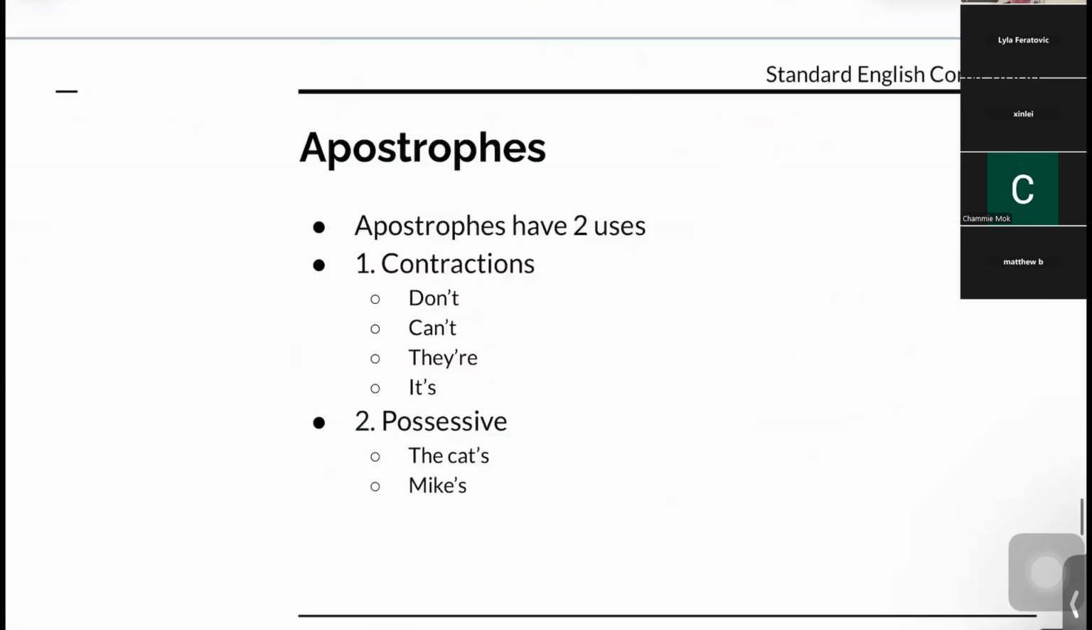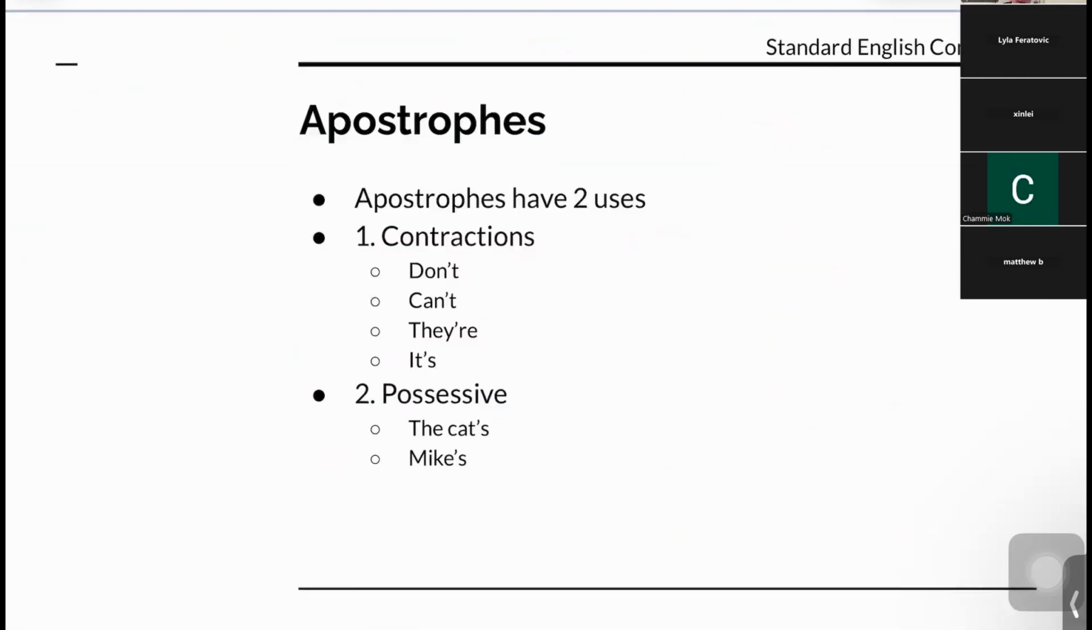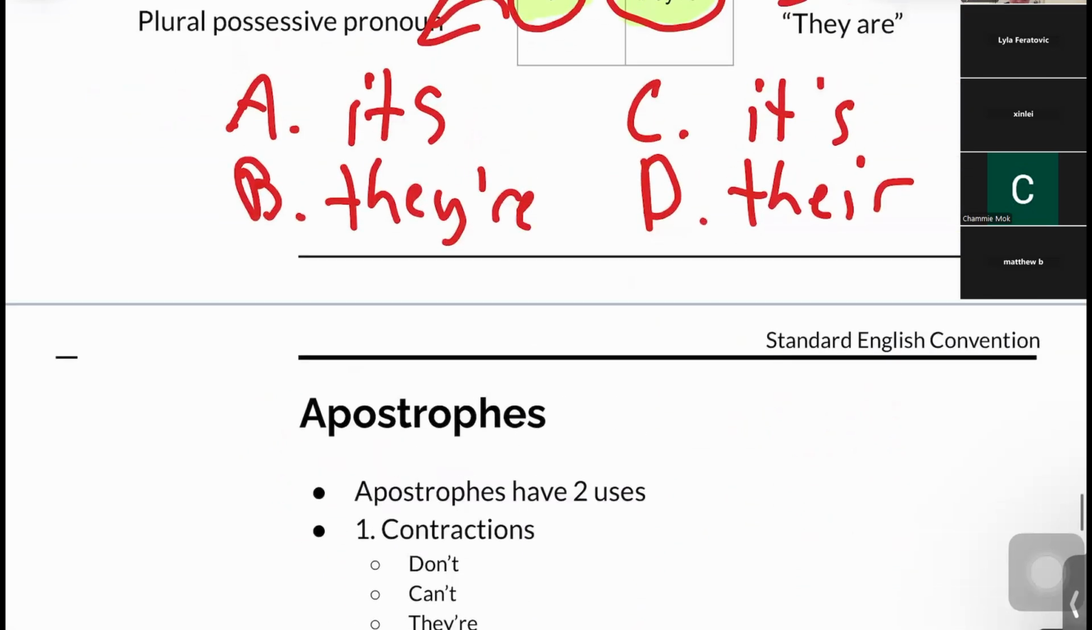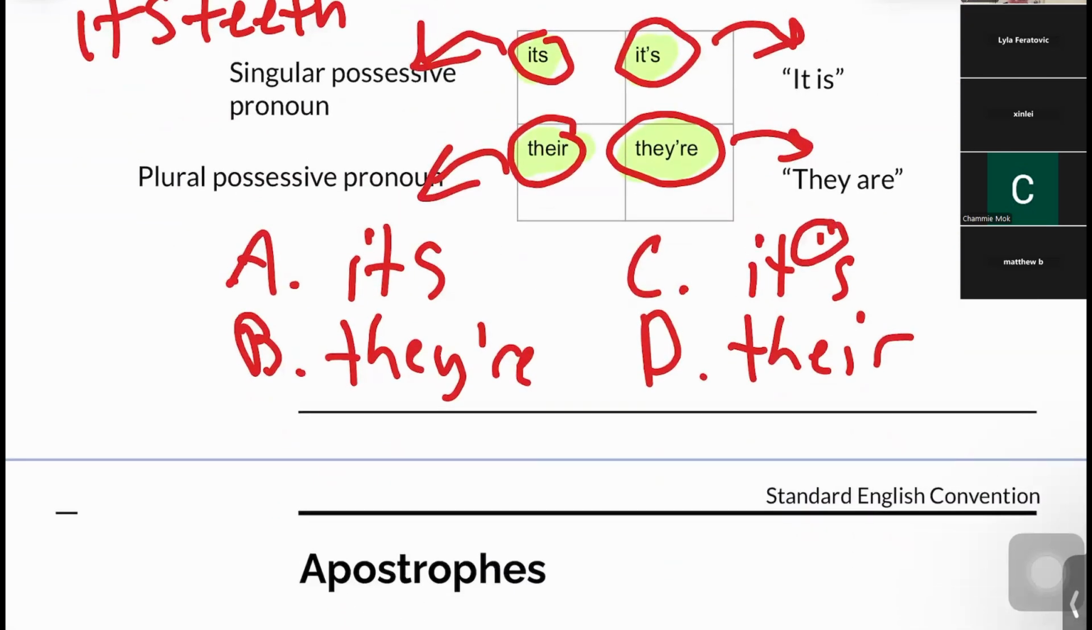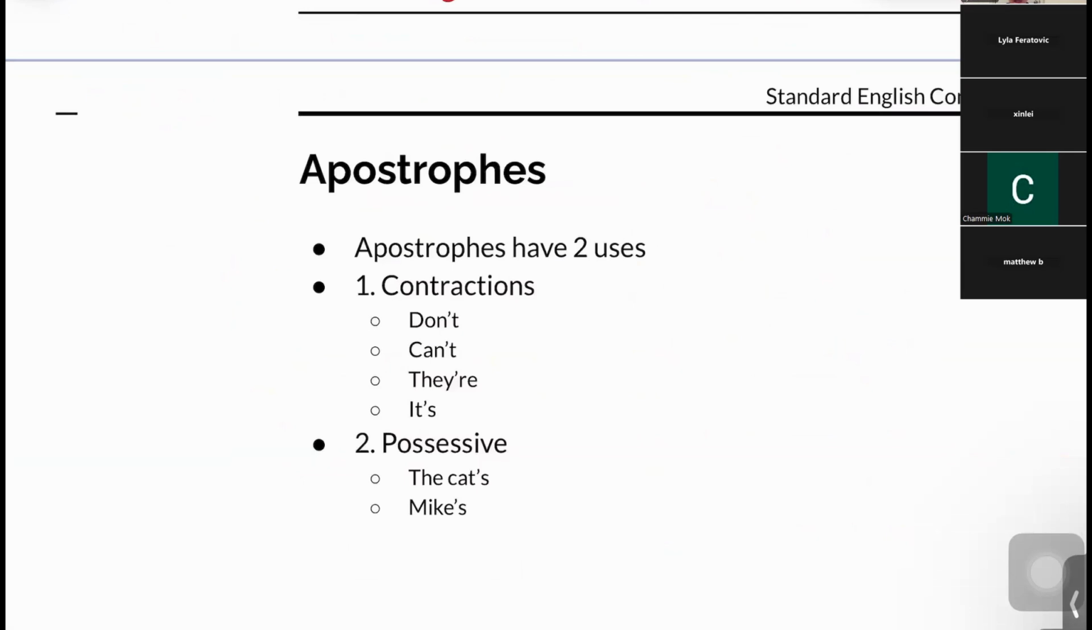Okay. So I'm using the word apostrophe. What do I mean when I say apostrophe? I mean this little symbol in between the T and the S in "it's." So apostrophes have 2 uses. They either create contractions. What's a contraction? It is multiple words put together. Don't, can't, they're, it's. Do not, cannot, they are, it is.